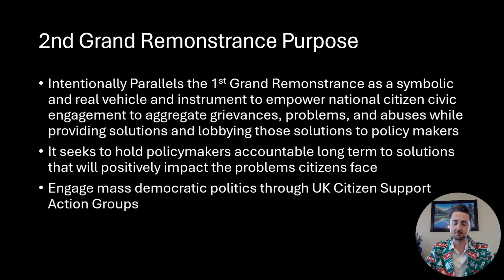So this is not meant to be a one and done sort of instrument in the sense that it's only aggregating and listing grievances and problems. It is meant to be carried forward through other means as well to hold policymakers accountable in the long term to ensure that those problems and grievances are addressed. Otherwise, the risk would be that it is merely sound and fury rather than a vehicle, an instrument for the real positive material change that many citizens would seek.